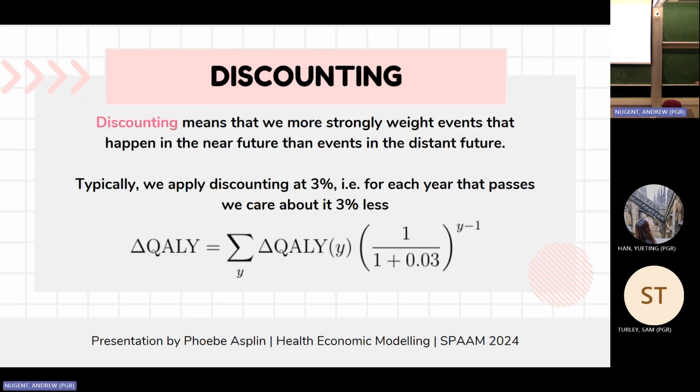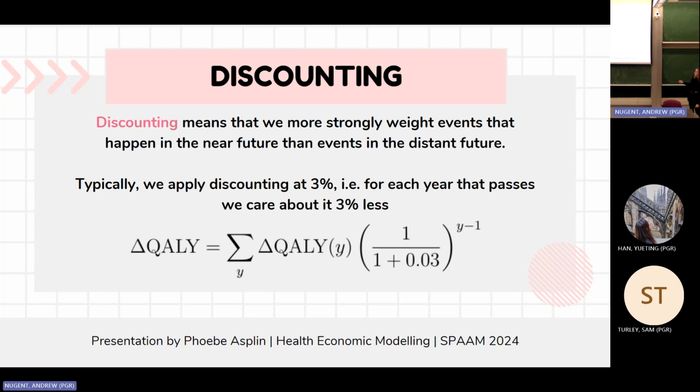Another quick aside to talk about discounting. This is when you care more about events that are going to happen soon than events that are going to happen a long time in the future. You can think of this as you're a politician and you want to put in your great new policy that will prevent cases. You'd much rather save 1,000 cases in the next 5 years than 1,000 cases in 50 years when everyone's kind of forgotten about you. It's pretty typical to apply discounting at 3%. So each year that passes, you care about it 3% less.